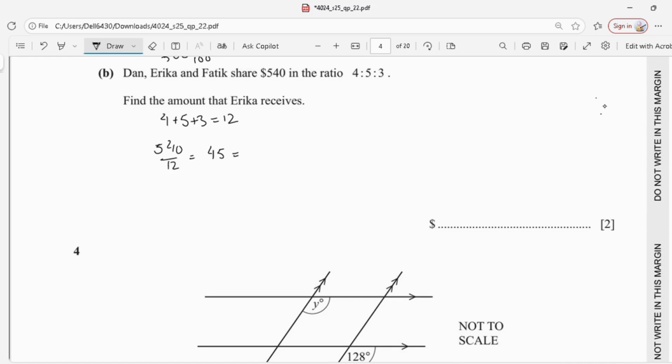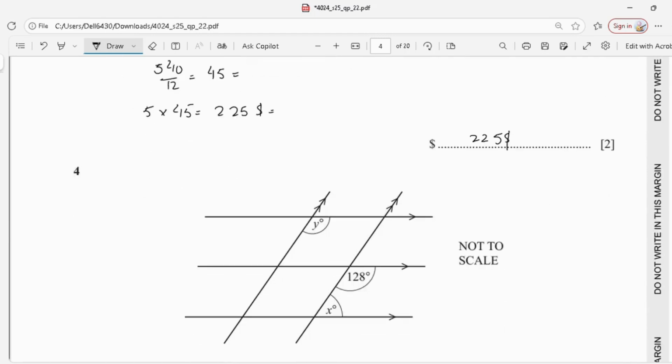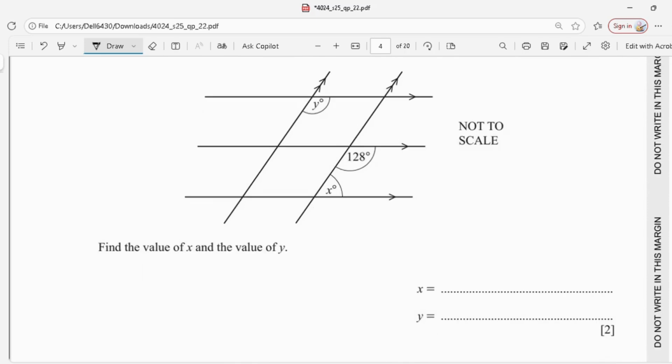Now we have to find how much Erika received. Erika received 5 parts. So 5 parts would be 5 multiplied by 45, that is $225. Erika received $225. Now question number 4. Find the value of x and y.